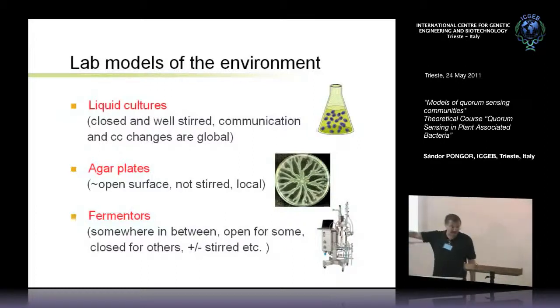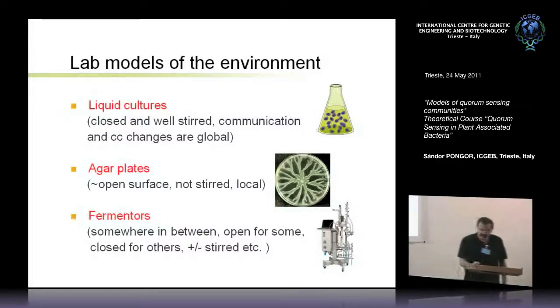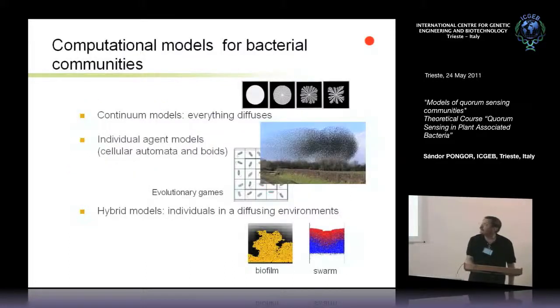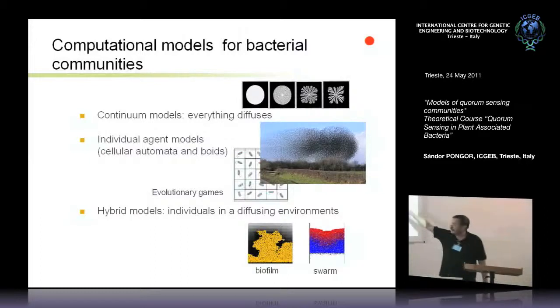Finally, we have fermenters where we can vary between the two at will, because there are fermenters where you have a flow through which mimics almost an open environment. Okay, so these are the three types. Now we come to the model, and I have somewhat deliberately chosen three kinds of models that I would like to speak about. One is the most conventional one, which is not adapted to quorum sensing yet, or hasn't been adapted yet. I will speak about individual agents and hybrid models.